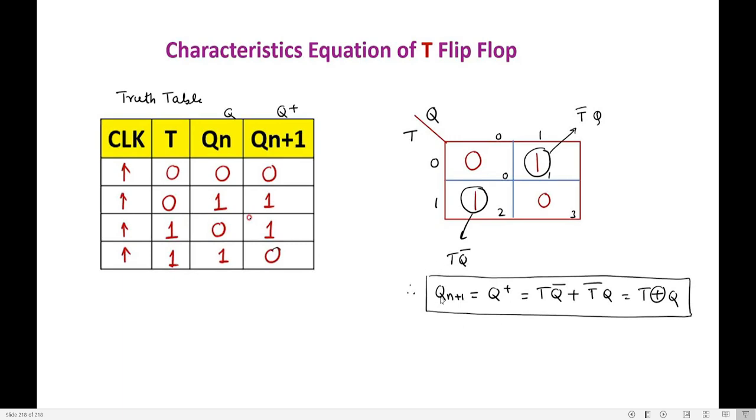This is how we could easily identify or write the characteristic equation for all the 4 flip-flops.